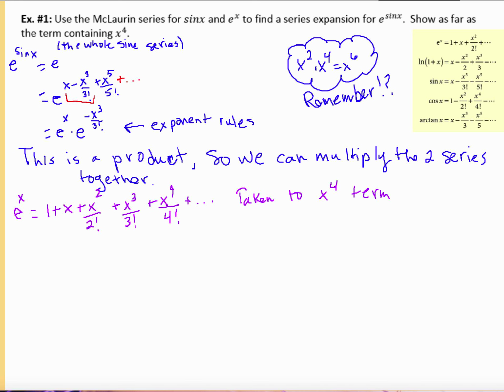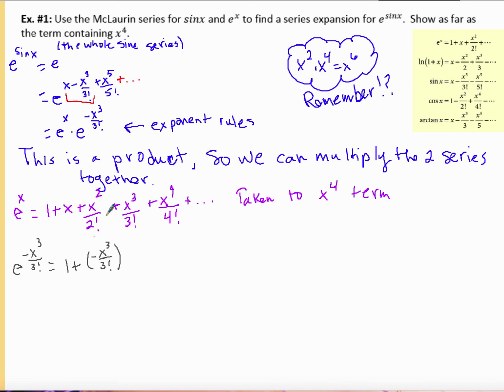Now, let's talk about e to the power of negative x cubed divided by 3 factorial. That's a little bit more complicated. I'll do this one in a dark gray. Why not? So let's take this expansion, e to the negative x cubed divided by 3 factorial. Well, we're going to use the same pattern here. This is going to be 1 plus x, but in this case, what's in our x position isn't really an x. It's negative x cubed divided by 3 factorial.